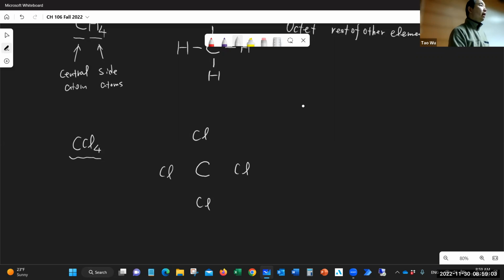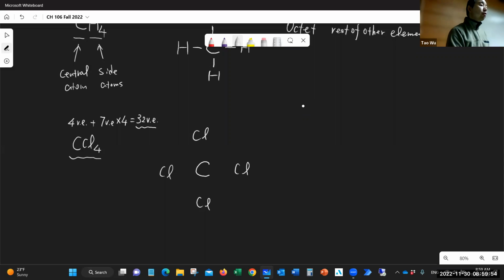Then you count how many valence electrons it has. Carbon has 4 valence electrons, plus chlorine has 7 valence electrons because it is in group 7A, and you multiply by 4. 28 plus 4 is 32, so totally this molecule has 32 valence electrons. Again, remember, in most cases the valence electrons should be an even number. So 32 means for this Lewis structure you assign 32 dots, no more, no less.